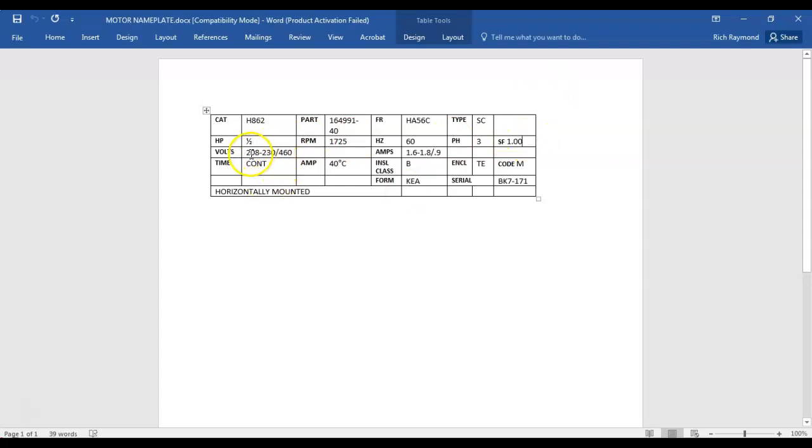This guy can run between 208 or 230 or 460, so we can rewire it. If we're running at 208, it's going to require 1.6 amps to produce the horsepower. If we run it at 440, it's going to take 900 milliamps to produce the horsepower. So if voltage goes up, we're dealing with power, right? You understand? So if voltage goes down, then the current's got to go up to produce that same horsepower or that same work.